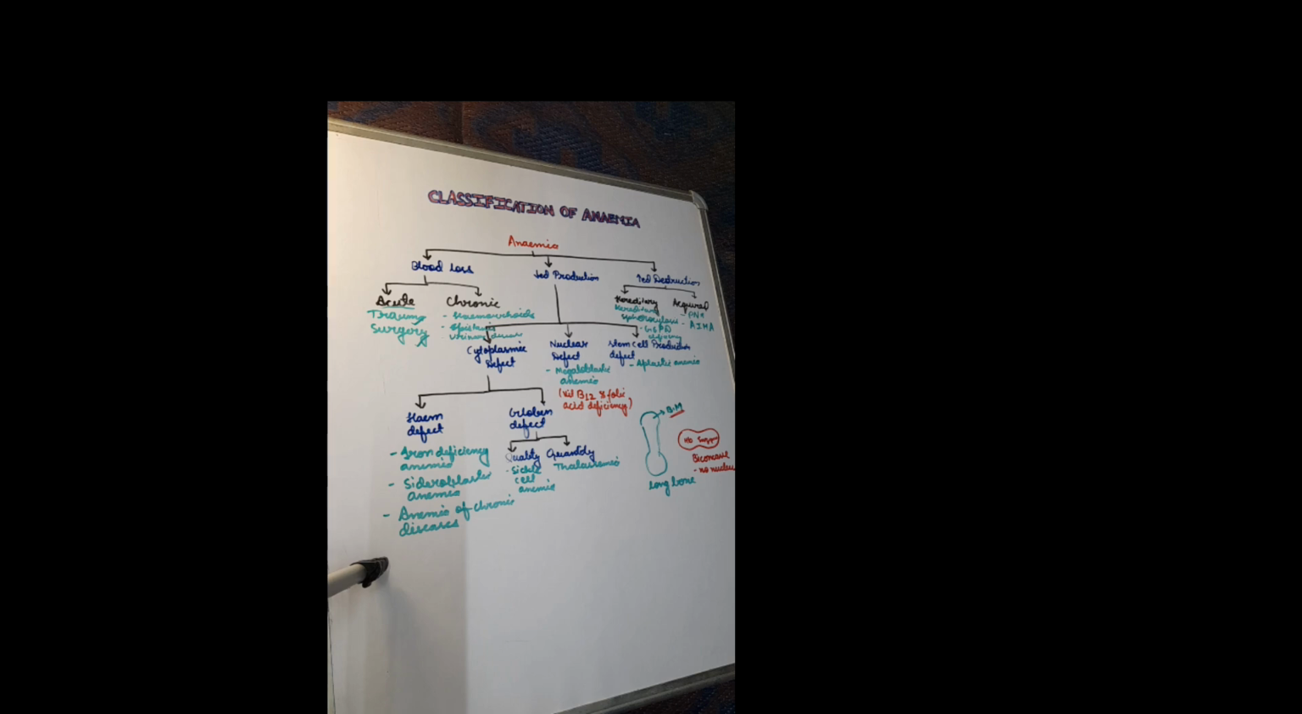So when there is a defect in the cytoplasm of the RBC, iron deficiency anemia occurs, or when there is a defect in the globin chain of the hemoglobin of the RBC, sickle cell anemia and thalassemia occur. And when there is a nuclear defect, we all know that the mature RBC doesn't contain any nucleus.